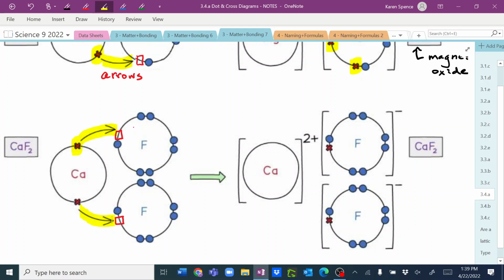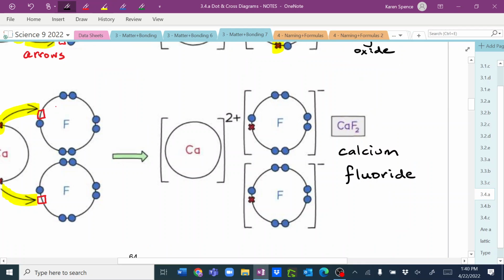And you could draw it like this, and that would be calcium. And I want you to watch out for the spelling of fluoride. F-L-U-O-R-I-D-E, fluoride. Okay, so calcium fluoride.